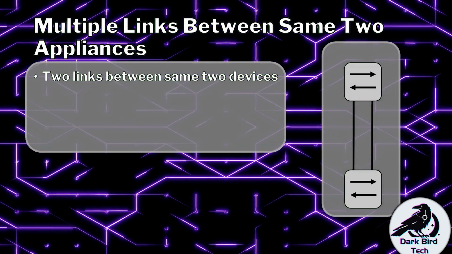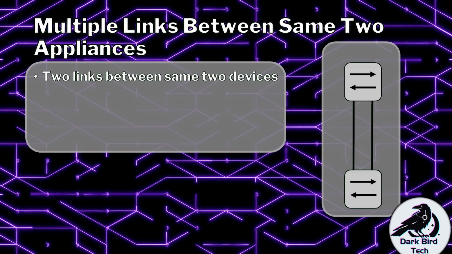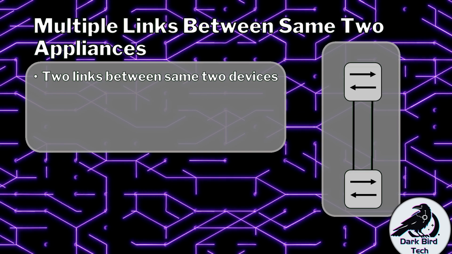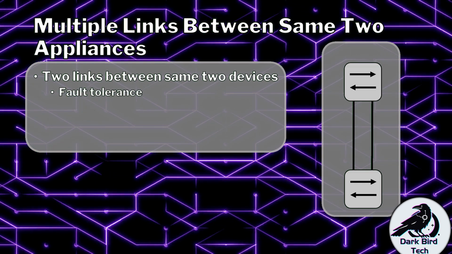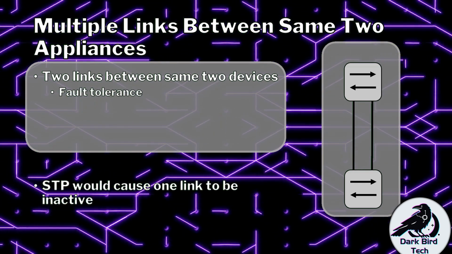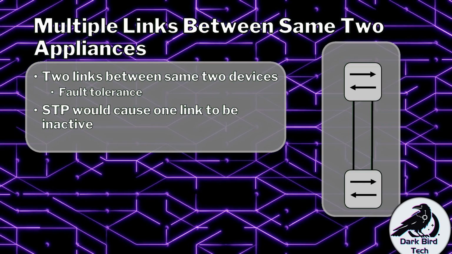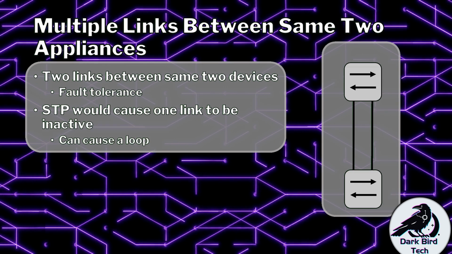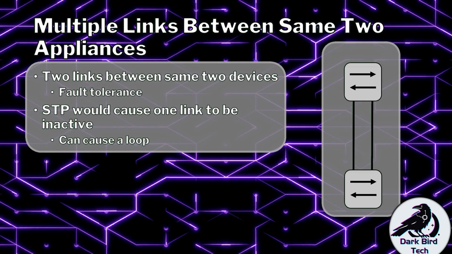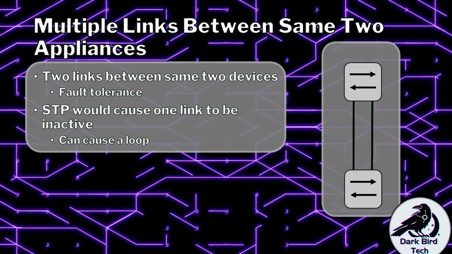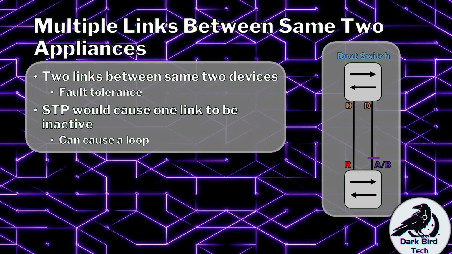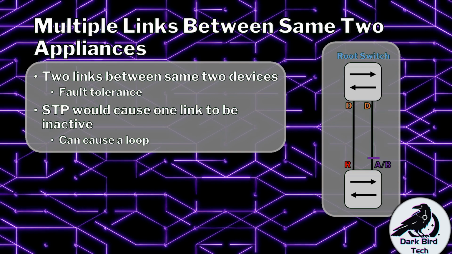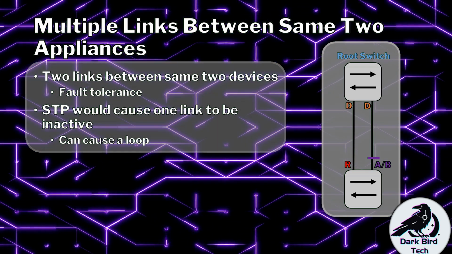So here we have 2 switches with 2 cables going between them. This is not unusual. We saw this before with the spanning tree protocol video, and it gives us fault tolerance. But usually, spanning tree protocol would cause one of these links to be inactive. The reason being, it can cause a loop. So if we have spanning tree protocol running on the switch network, this is probably what ended up happening. We would have one of these ports going into an alternative or blocking state.